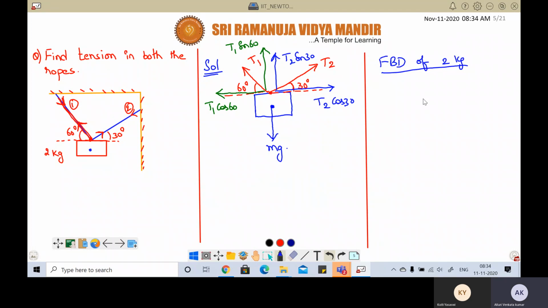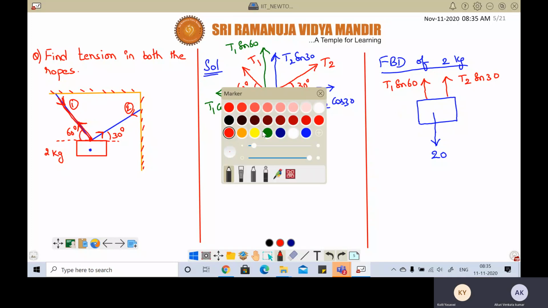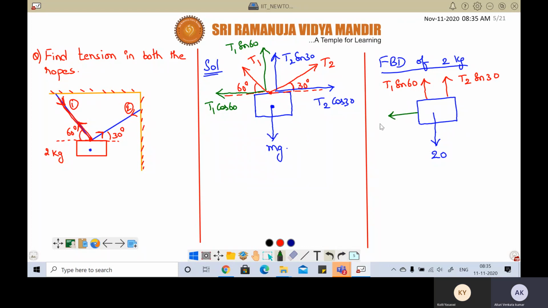Tell me what are the forces now. First force is mg, which is 20. Upward forces, how many are there? 2: T1 sin 60 and T2 sin 30. The sideways forces are T1 cos 60 on this side and T2 cos 30 on the other side.